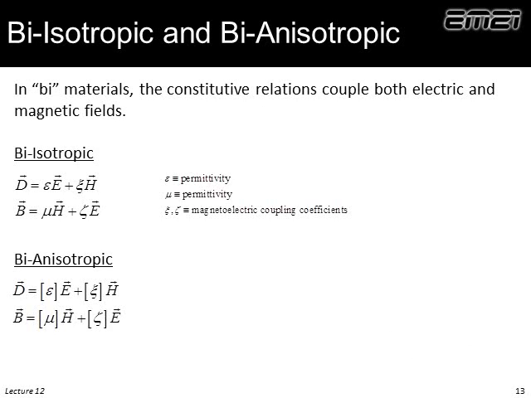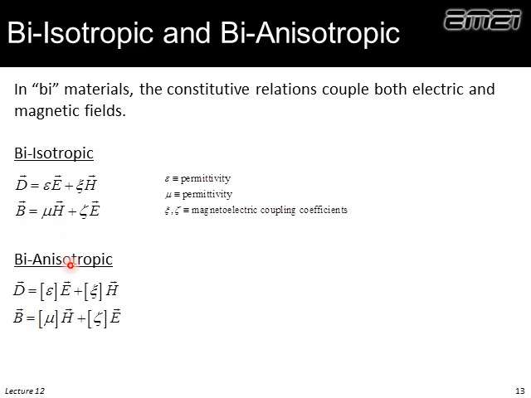We also have what I call the bi-materials, bi-isotropic and bi-anisotropic. What happens here for the bi-isotropic is we have modified constitutive relations. Normally, our constitutive relation for the electric field just contains D equals epsilon E. However, it is also possible that a magnetic field in a bi-isotropic material will induce a D field directly. And this constant would be a magnetoelectric coupling coefficient. And likewise, in our other constitutive relation, the E field can directly induce a B field.